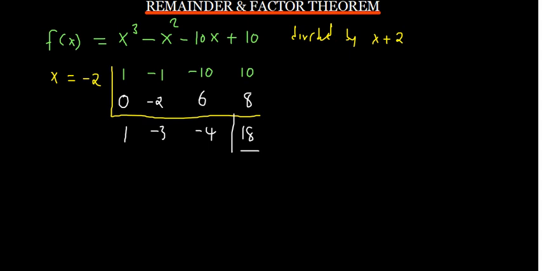So this thing that you're able to see here is the remainder at the end. Now this one, the first number you have found is a coefficient of x squared, the next is a coefficient of x, and then the next is a constant.